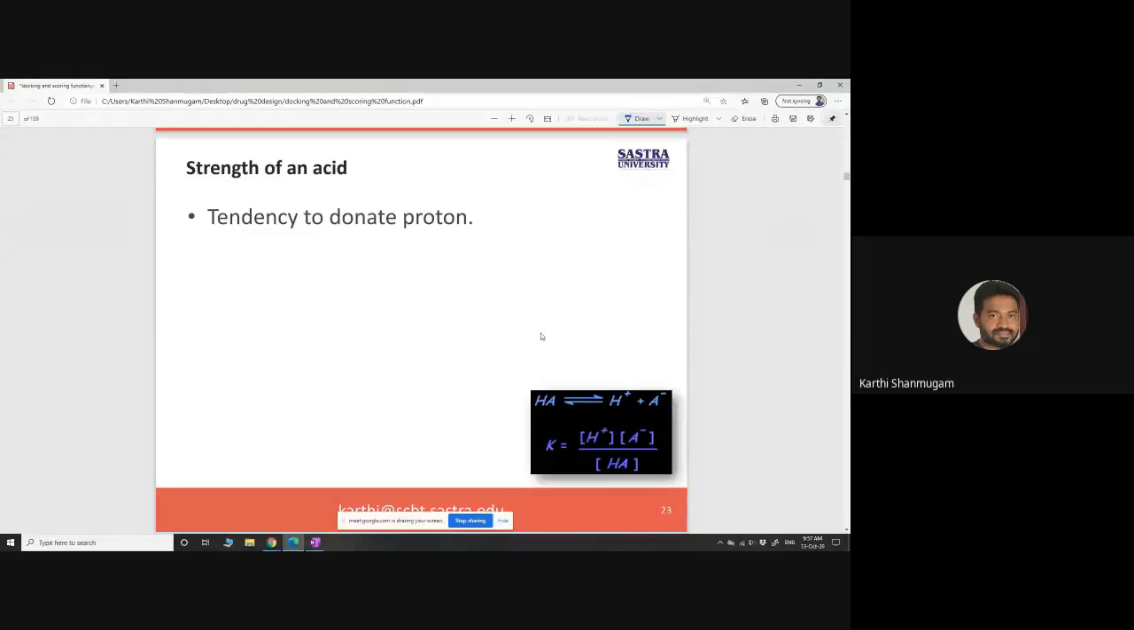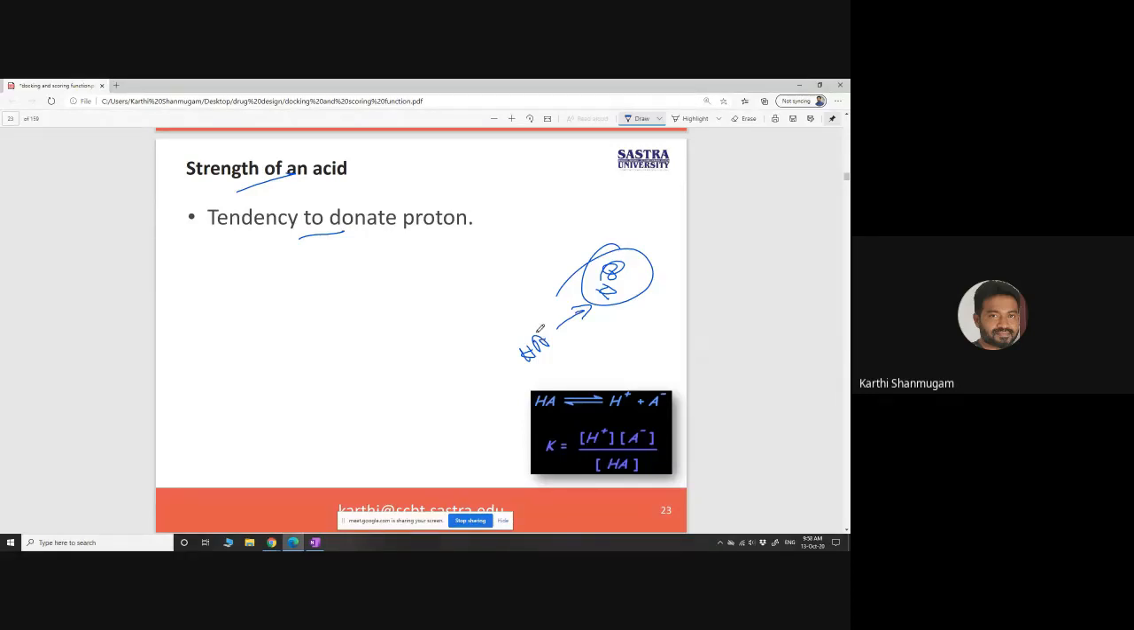The strength of an acid depends on the tendency of the acid to donate its proton, that is, how easily this HA can donate the H plus ion. That determines the strength of the acid. Again, I repeat, if it is a very strong acid, it can very easily donate the H plus ion. If it is a weak acid, it can only partially donate its proton, not completely. So based on that, we can classify whether the acid is a strong acid or weak acid.